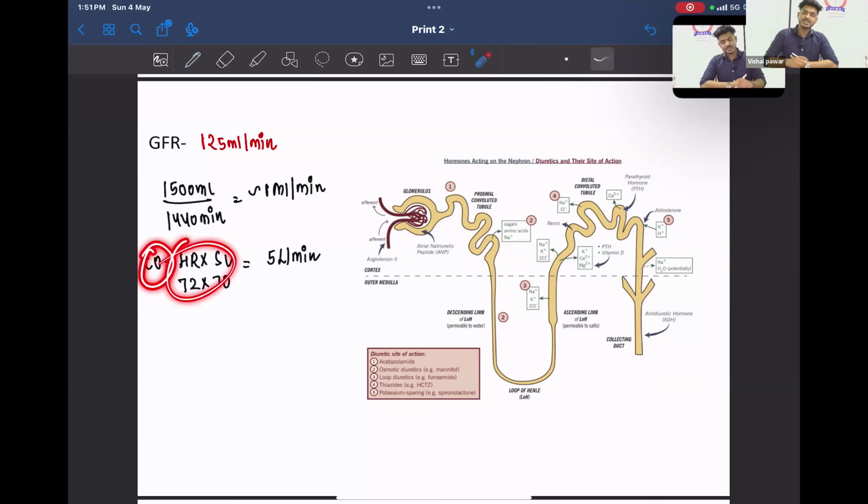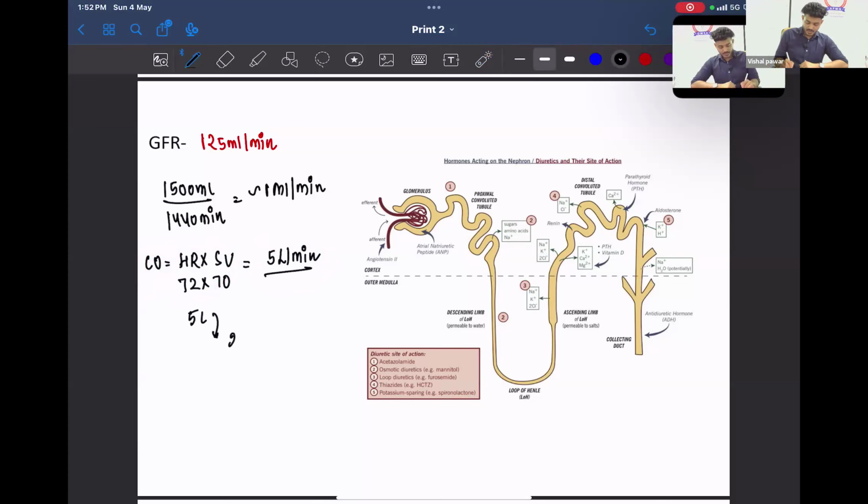Cardiac output means how much blood is coming from the heart. So every minute your heart will be releasing 5 liters of blood. Out of that 5 liters of blood coming from the heart, how much is going to the kidney? 20% is going to the kidney. That is going to be 1 liter. And out of that 1 liter, now you know the components of blood.